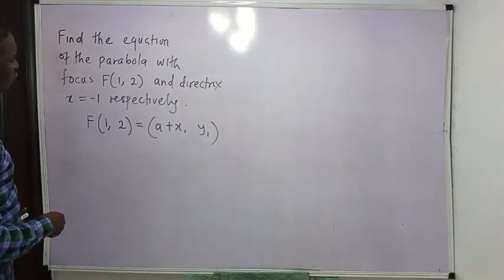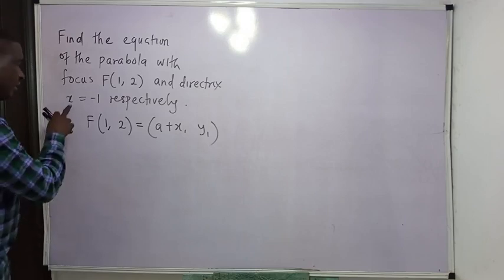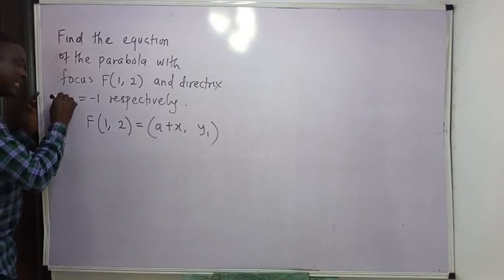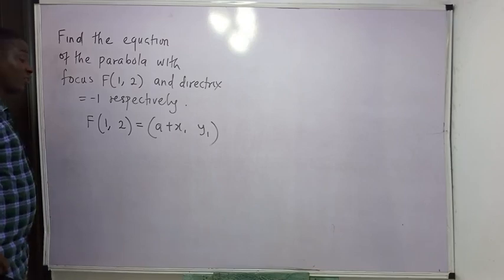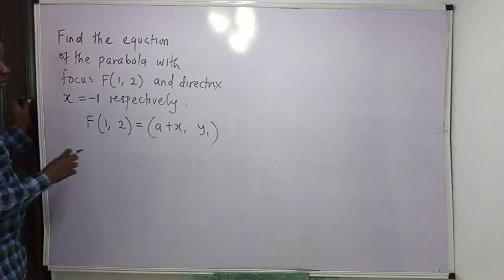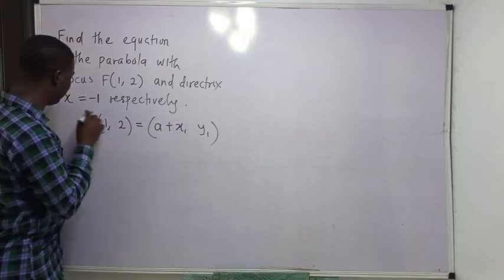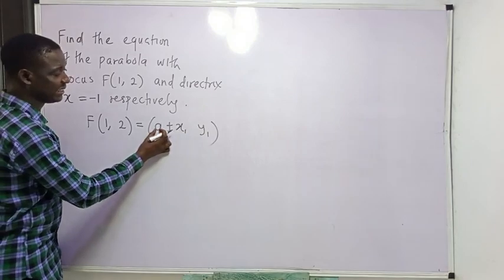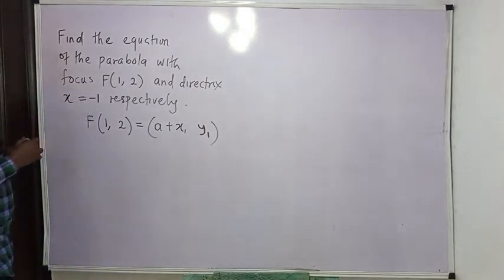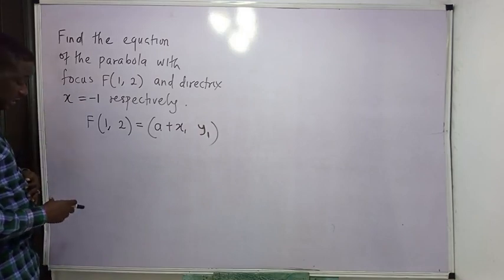But we don't know where the equation lies. We can know through the directrix. Since the directrix is given in the form x equals -1, the focus lies along the x-axis. For you to be given x = -1, the focus lies along the x-axis. So that's why I'll prefer going with this. If they had given y equal to -1, I would have added the a to y1, and I should know that the focus lies along the y-axis.